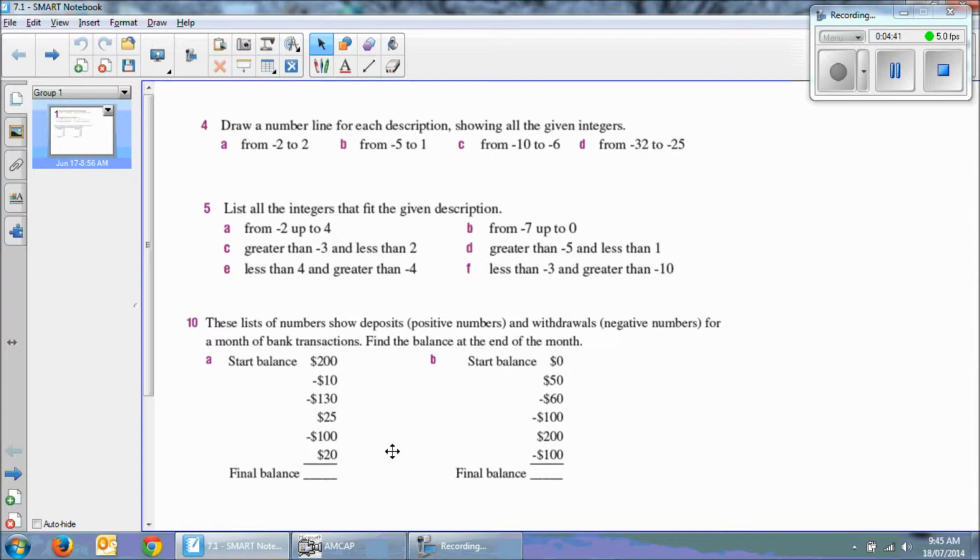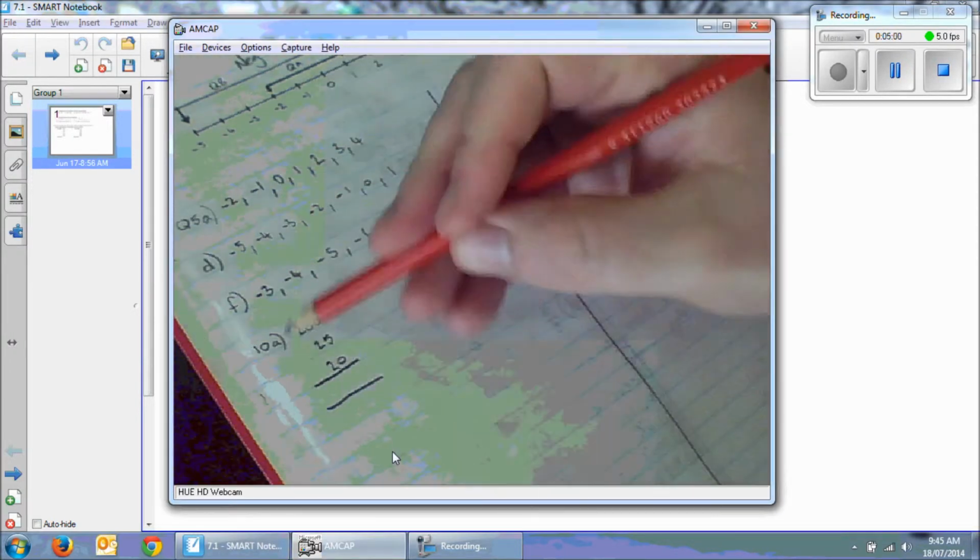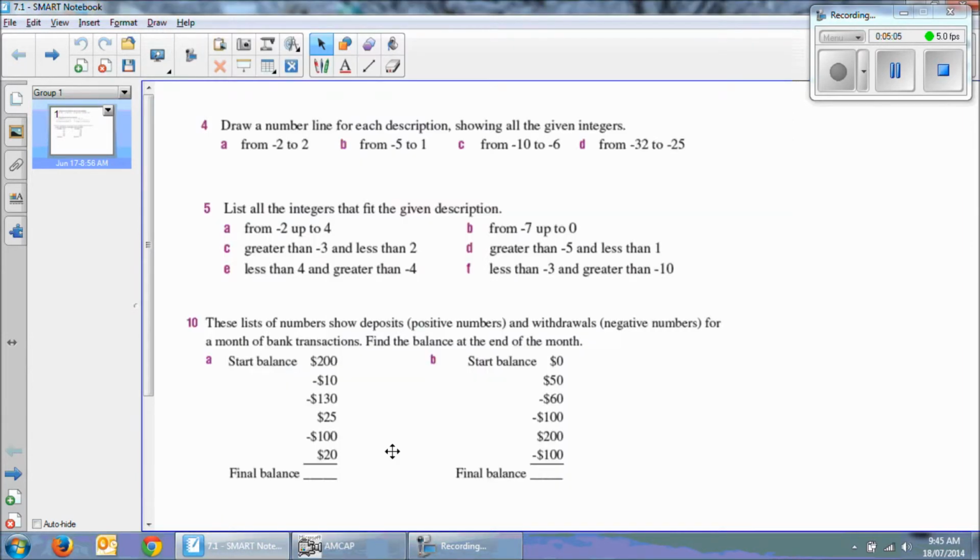So I need two columns. The first one I'll make is positive numbers. So I've got $200 there at the top. I have $25 a little bit further down, and I have $20 a little bit further down below that. I've just made a normal addition there with those deposits that he's made into his bank account. The next one, I'm going to put together all of the negatives. So I've got negative 10, negative 130, and negative 100.